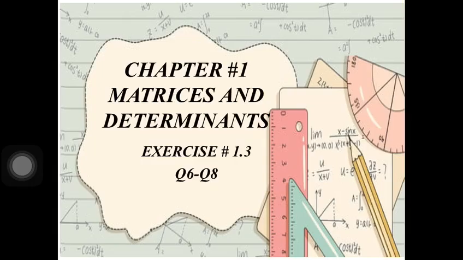Bismillahirrahmanirrahim. Chapter number 1, Matrices and Determinant, exercise 1.3, question number 6 to 8. Question number 6, if A and B matrices are given, then find the value of 3A minus 2B, and second part, 2A transpose minus 3B transpose.